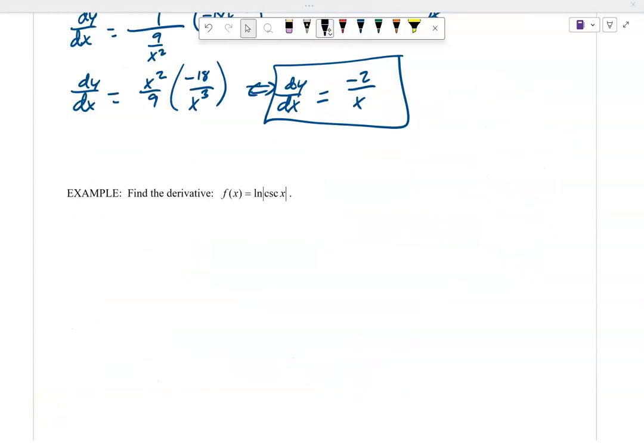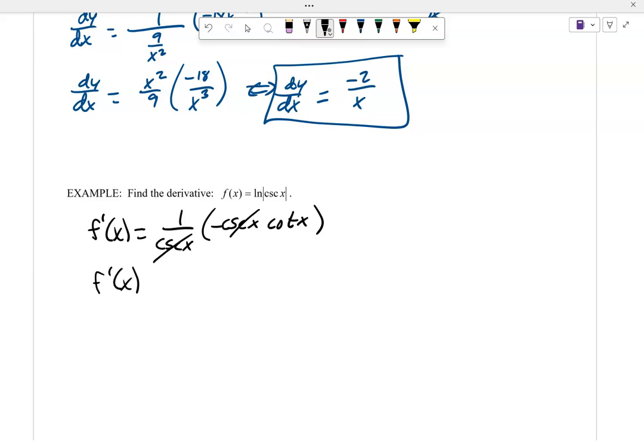All right, we got natural log of the cosecant. So f prime, natural log of the cosecant. So that would be our 1 over the cosecant. And then we take it and we multiply it by the derivative of the cosecant. So I look on my derivative sheet, the derivative of the cosecant is negative cosecant cotangent. And then notice the cosecant cancels. So we're just left with negative cotangent.